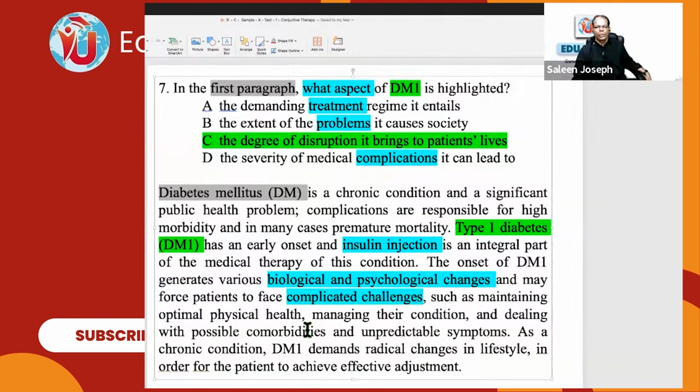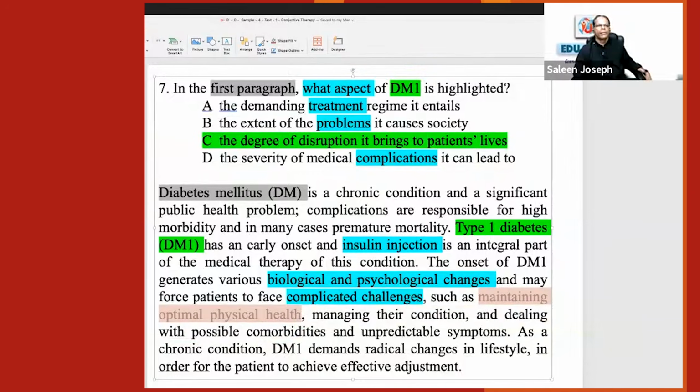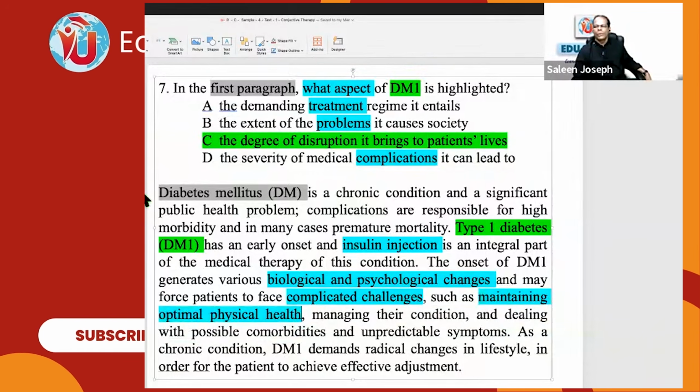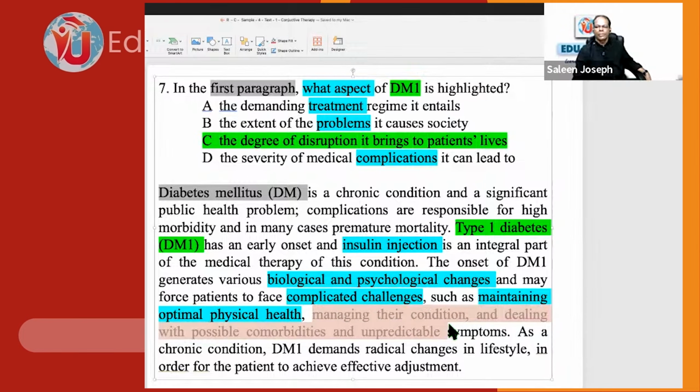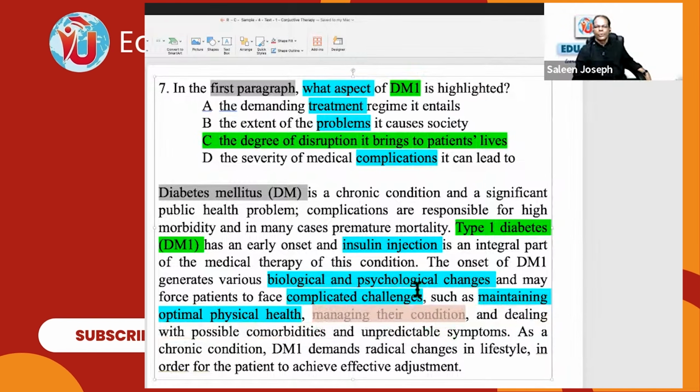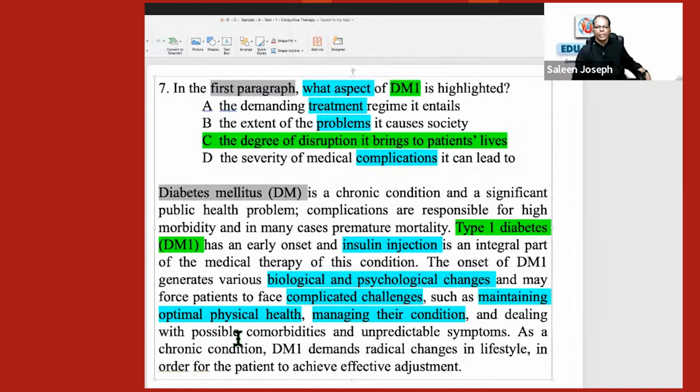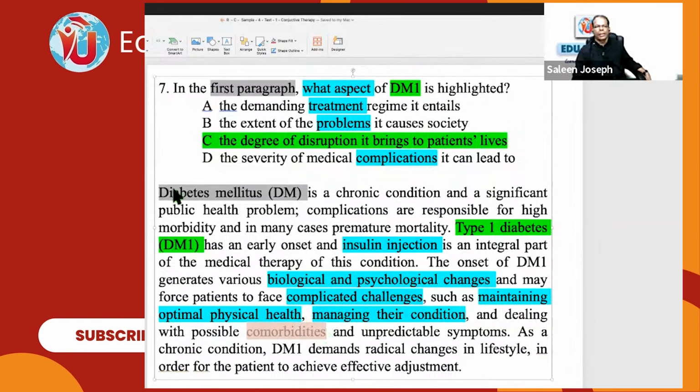Maintaining optimal health is a disruption. Those who have diabetes will have to get up early in the morning, 4 o'clock, and go for a walk and do some exercise, but those who have no diabetes can sleep cool. So these are the disruptions. And managing their condition takes a lot of effort, so that's also a disruption. And dealing with possible comorbidities. Comorbidities, you know what they are?